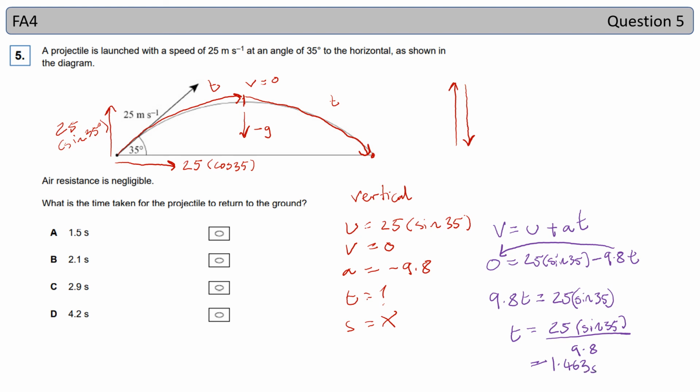That's the time to get up to its maximum height. So I just need to multiply that by 2 to get my total. And when I multiply my 1.463 by 2, I get 2.93. And that gives us answer C.